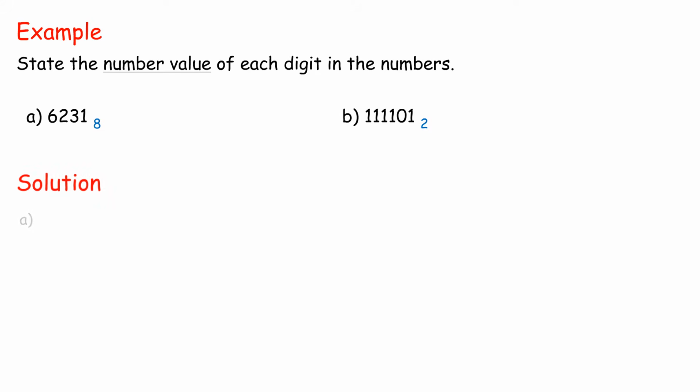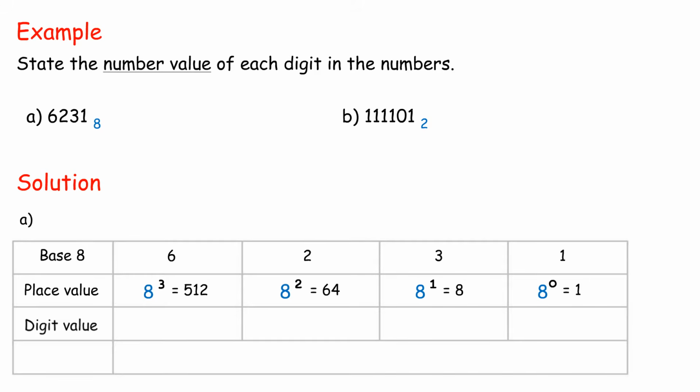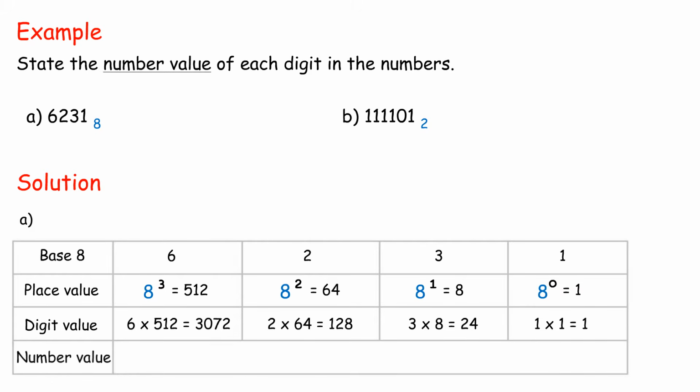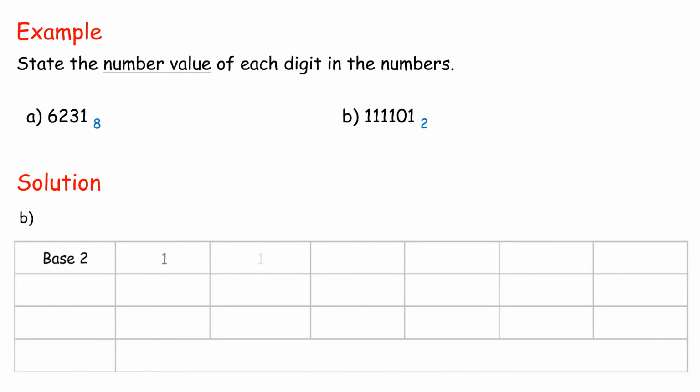Solution. A. First, write down the digit in base 8. After that, write down the place value from right to left. Next, in order to find out the digit value, digit in base 8 times place value. Then, the number value is sum of all the digit value. 3072 plus 128 plus 24 plus 1 equals 3225.